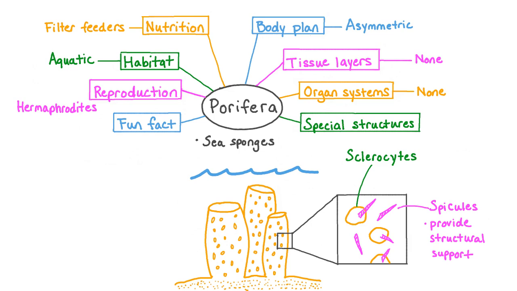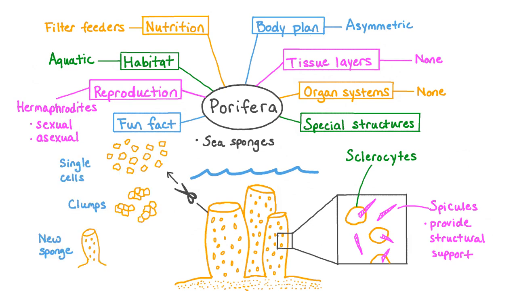Sponges are hermaphrodites, meaning they have both male and female reproductive cells. They can use these cells, called gametes, to reproduce sexually, or they can reproduce asexually through budding. Sponges can regenerate their adult form even after being broken into single cells. The cells will clump back together and eventually become a fully functioning new sponge.